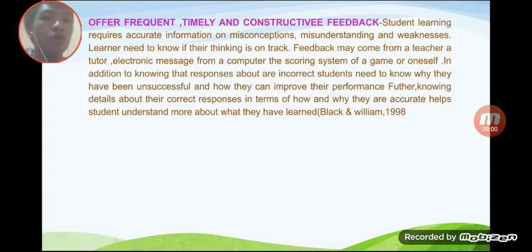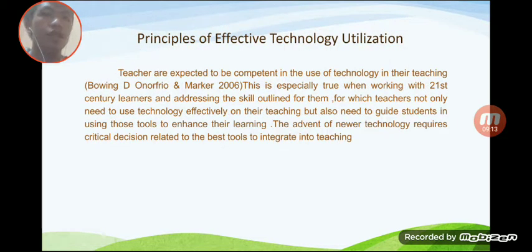Further, knowing details about their correct response, in terms of how and why they are accurate, helps students understand more about what they have learned. So, next, principle of effective technology utilization.